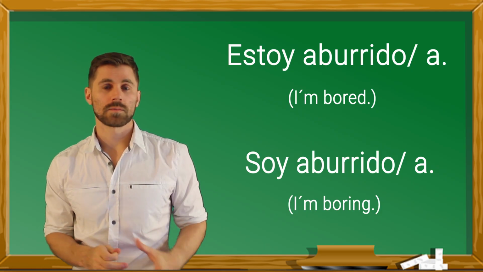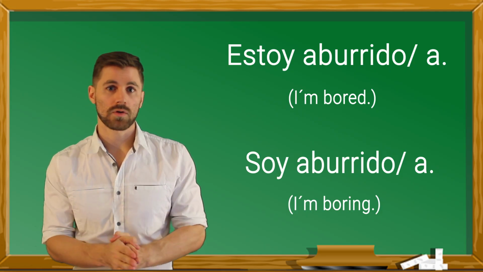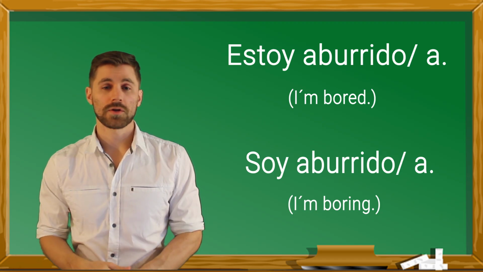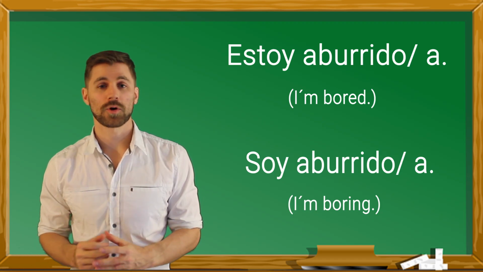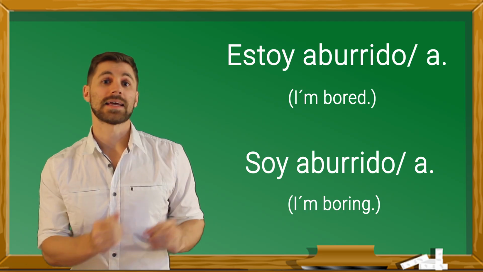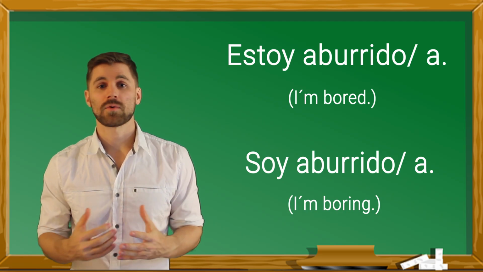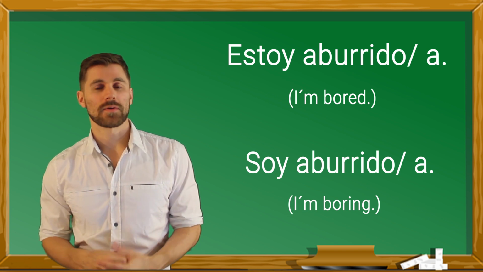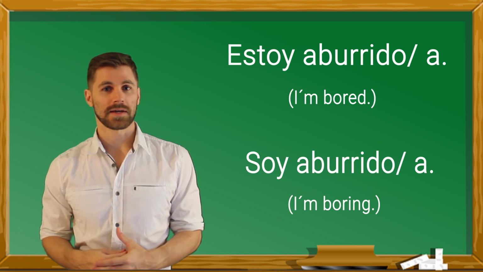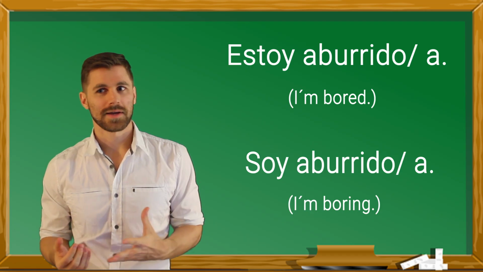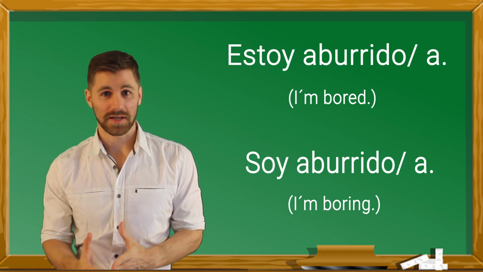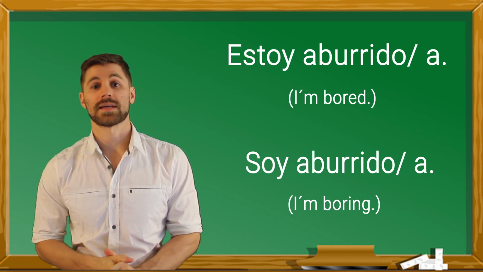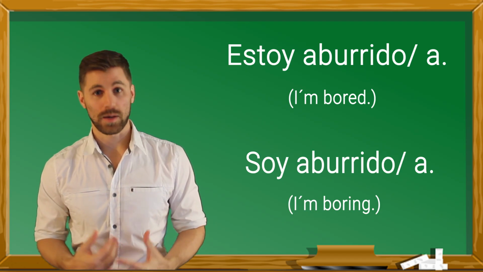If you're not sure what I'm talking about, go back and review the lessons on ser and estar. Remember that we use ser to talk about permanent characteristics and estar for temporary conditions or feelings. So if somebody asks you, how are you, and you say, soy aburrido, it might sound a little bit funny to them. If you want to talk about your emotion in that moment, you would say, estoy aburrido.